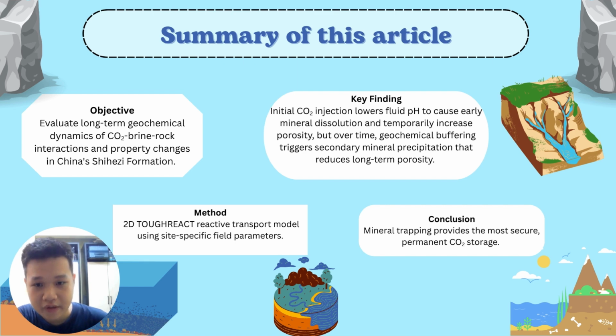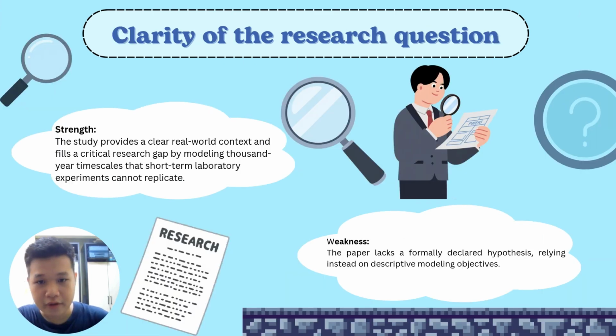And the key finding is the initial CO2 injection lowers fluid pH to cause early mineral dissolution and temporarily increase porosity, but over time, geochemical buffering triggers secondary mineral precipitation that reduces long-term porosity. In conclusion, mineral trapping provides the most secure permanent CO2 storage. The strength of the research question is the study provides a clear real-world context and fills a critical research gap by modeling thousand-year timescales that short-term laboratory experiments cannot replicate.